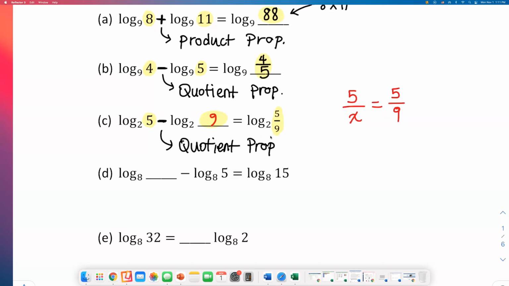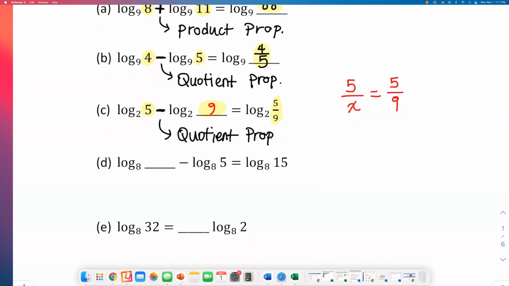I think D is another quotient one because I have log base 8 of blank. Okay, something is getting divided by, because look, the sign in the middle is subtraction. We are using the quotient property. So something divided by 5 is 15. So I'll go ahead and write that down. Something divided by 5 is equal to 15, right?